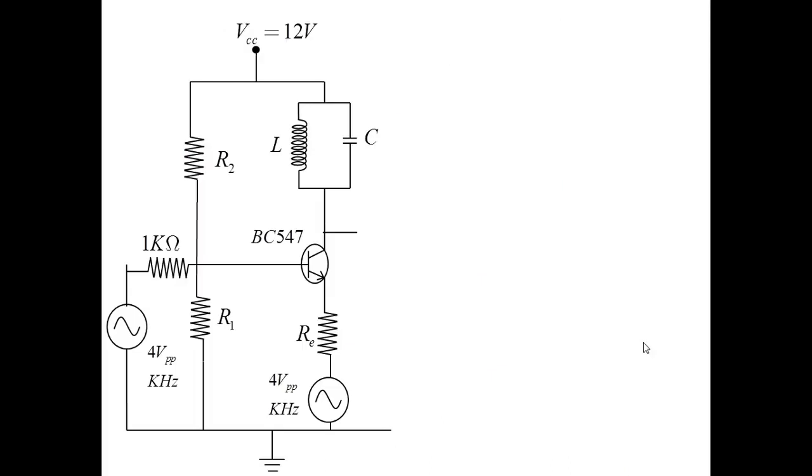Next, R1, R2 and RE we have already decided. This additional 4 volt peak to peak voltage will send this transistor into the nonlinear region. And next we have this LC parallel tank circuit. What is the use of it? Basically, as I said, the output will contain all the frequencies, that is omega 1, omega 2, the sum omega 1 plus omega 2, the difference omega 1 minus omega 2, and all those frequencies will be present. The mixer is not required to give you all the frequencies simultaneously. You should be able to select frequencies out of the mixer.